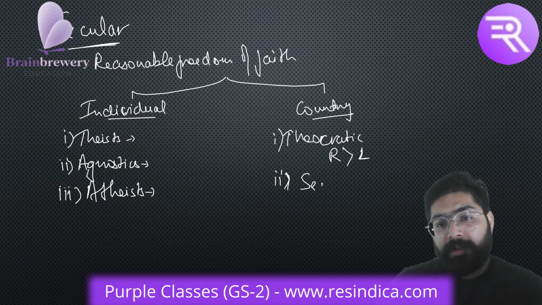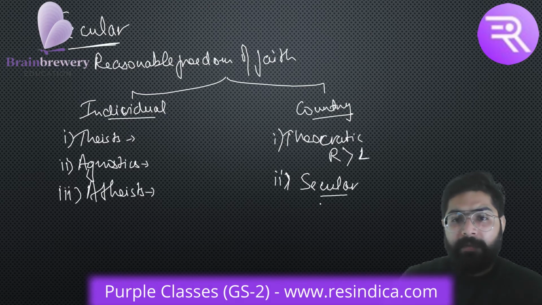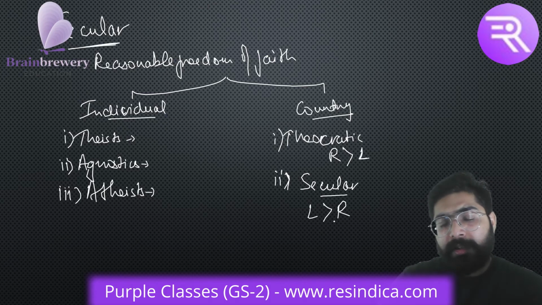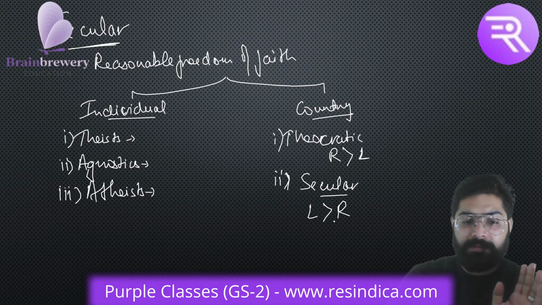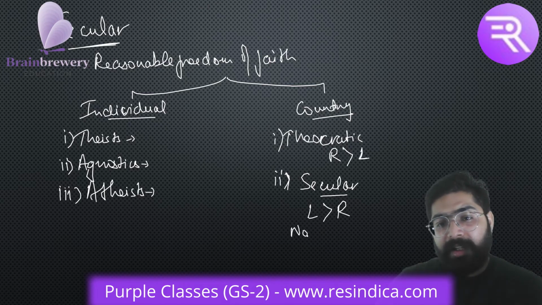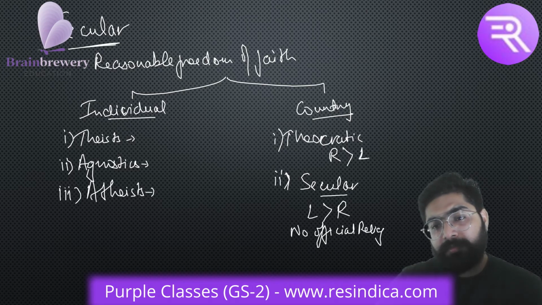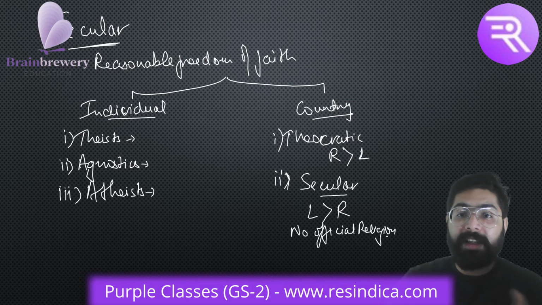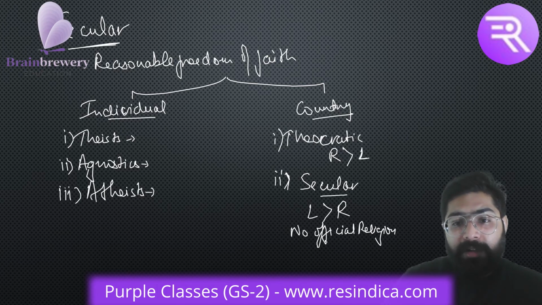Then comes secular, a country which is secular, where the law is greater than the religion. And this country has no official religion. In case of theocratic, it has their official religion. Fine. Now, this secular country can be of two types.